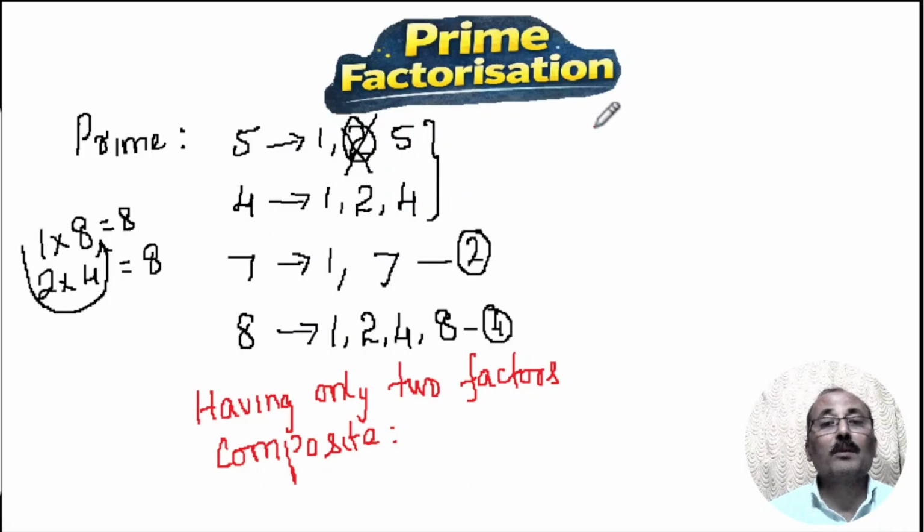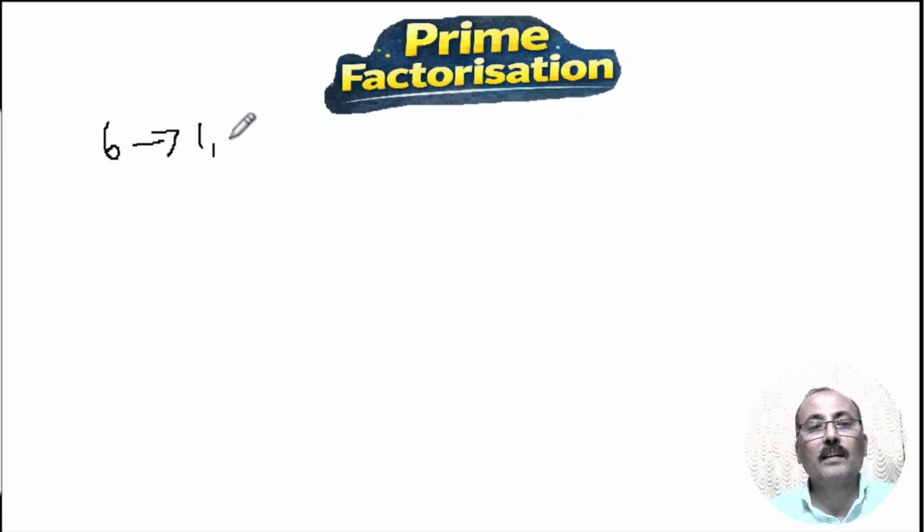Now, if the numbers are larger, there should be a method, no? Now consider the factors of 6. 6 has the factors 1, 2, 3, 6. 1 times 6 is 6, and 2 times 3 is 6.